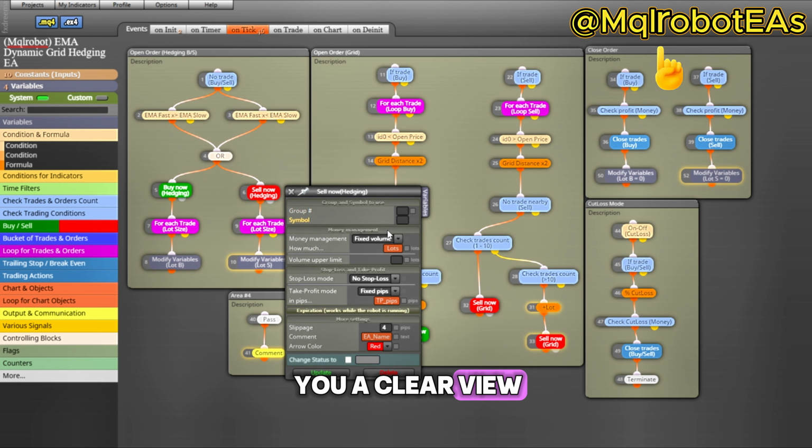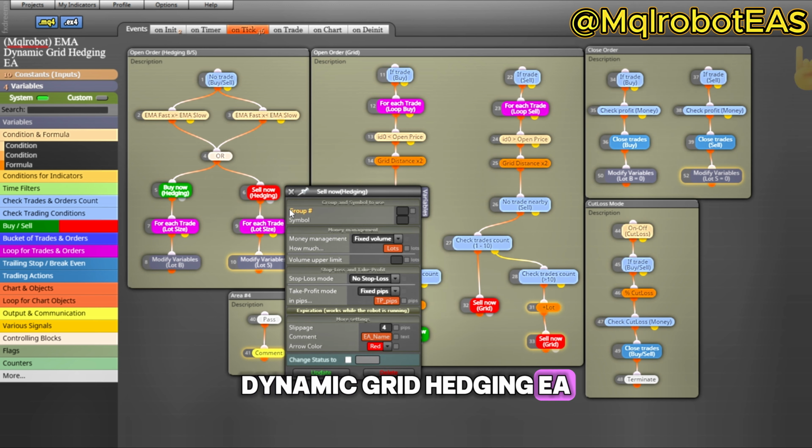I hope this gives you a clear view of how the EMA Dynamic Grid Hedging EA is structured.